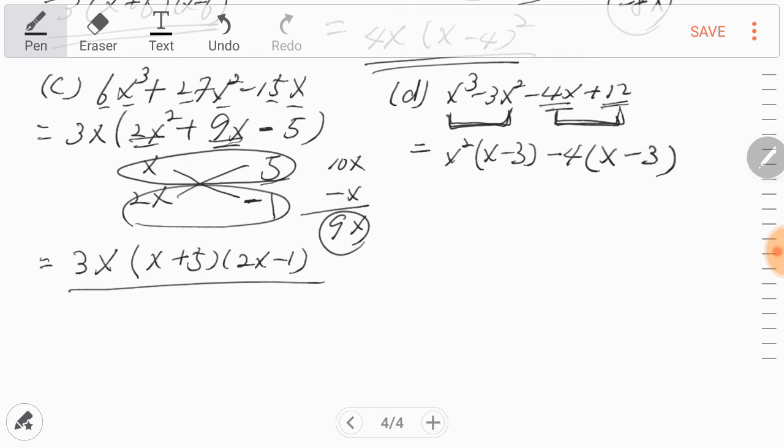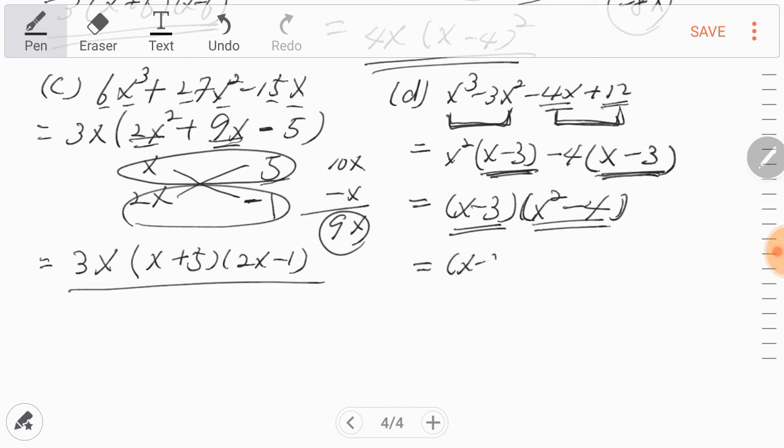So 3 times 4 is 12. Then we have a binomial as a common factor. x minus 3 is a common factor. So the binomial x minus 3 is factored out. Then in the parentheses, write the leftover factors, x squared minus 4. We are not done yet, because x minus 3 is prime, not factorable, but the second part is a difference of squares. So we can factor the second parenthesis.